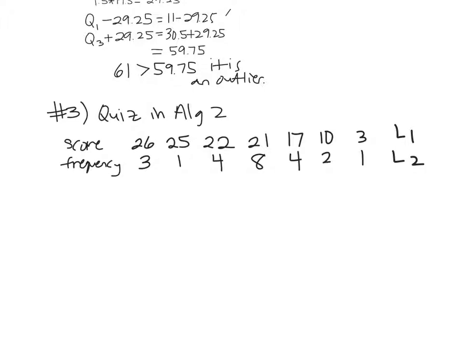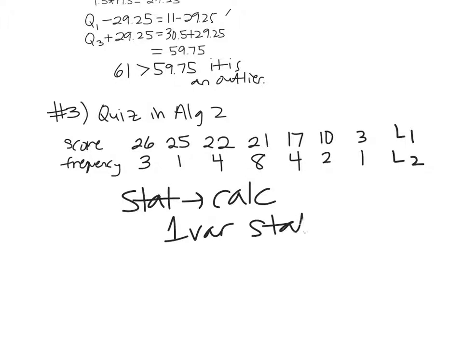Okay, we're good? So we want to get a 5-number summary for this. We want to do a box and whisker plot. We want to do the whole shebang. What we're going to do is stat, calculate. We're still doing one variable statistics. Some of you have a calculator that says statistics, L1, and then frequency, where you'd put in L2. For my calculator, I do L1, comma L2. My calculator knows that L2 is the frequency of L1.